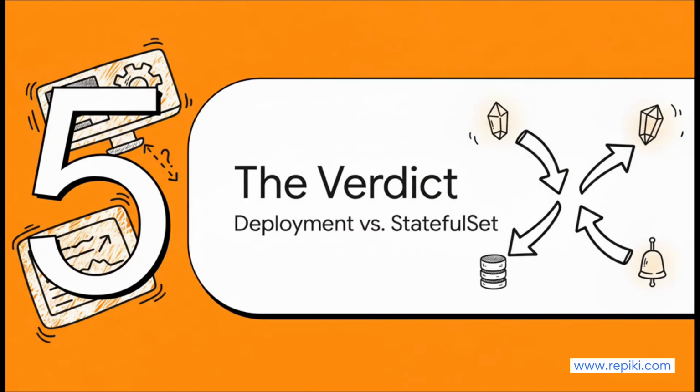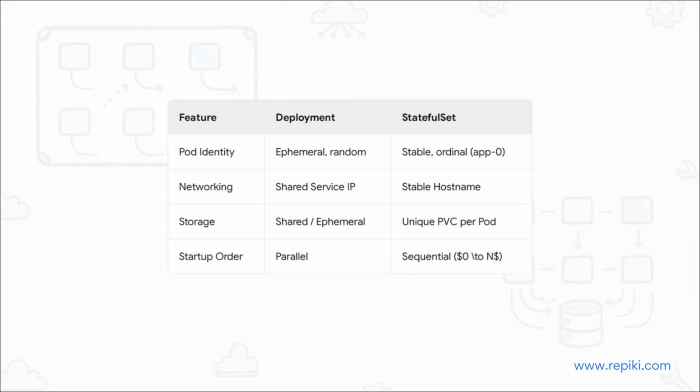Okay, so with all that in mind, let's put the two main controllers head-to-head. This should make the choice of when to use each one crystal clear. So here's the bottom line. A deployment is built for your stateless cattle. The pods are ephemeral and interchangeable, and they all share a single service endpoint. A stateful set, on the other hand, is the specialized tool for your stateful pets. Here, every pod has a stable identity, its own unique network address, and its own dedicated storage, and it's all managed through that ordered and predictable lifecycle.